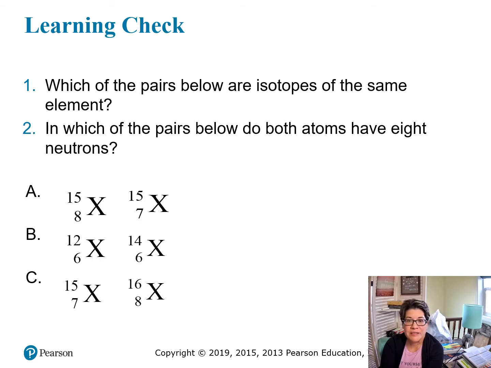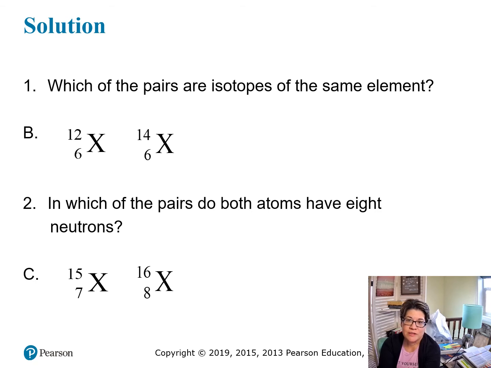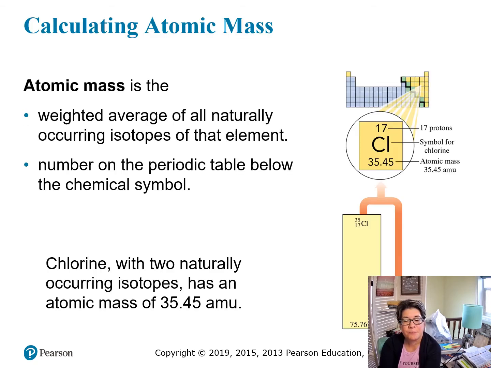And then what about this? Can you identify which pairs both have 8 neutrons? So which pairs have that? And which of the pairs below are of the same element? So let's see if you can answer those 2. I read those out of order. So it looks like B, the second one, is the same element, and C has 8 neutrons.